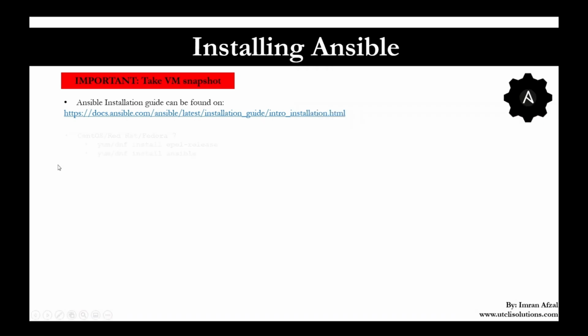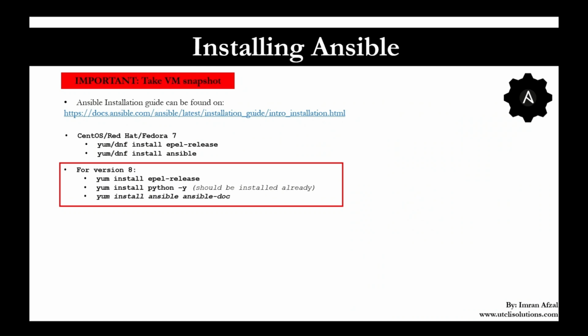The next step is, for CentOS, Red Hat, Fedora version 7, you will have to run the command yum or dnf. DNF is going to be replacing yum eventually. So for now, you could use either. So install EPEL-release and then install Ansible. Now for CentOS 8 or any of the version 8, these are the instructions that we will follow.